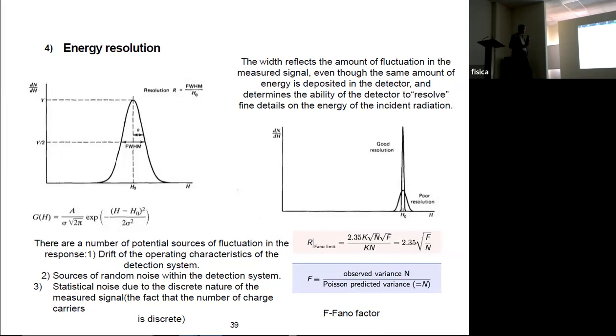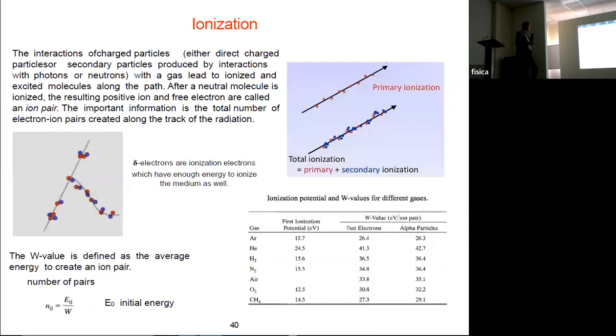I'll keep this information because I'll come back to it in my further explanations. And now we are acquainted with all basic detector characteristics and can move to the process which is called ionization.